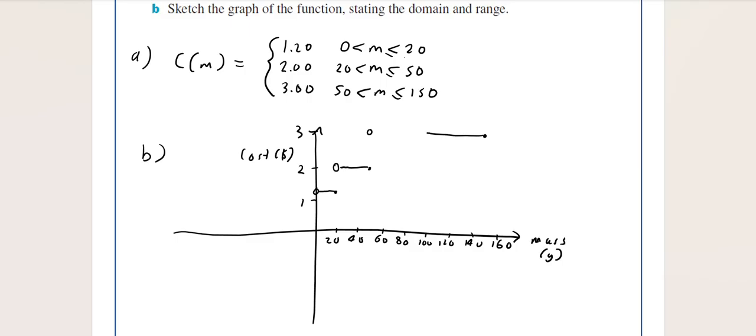Try and get this to be a nice straight line. This is going to be the third part of my hybrid function. It does include 150, so I've got a closed dot at the end. So this is going to be my hybrid function as it's drawn out, having sketched the graph.